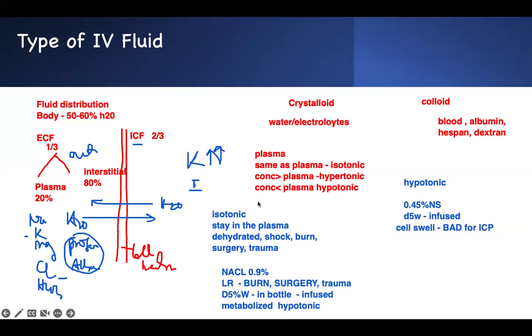Okay. The next one is hypertonic fluid. So they are hypertonic. That means what? Their concentration is higher than that of plasma, right? Greater than plasma. So what they're going to do, they're going to pull fluid from the cell. So it makes the cell dehydrated. Basically, it pulls fluid from the cell. So this is very good for ICP. When your brain is swelling, we use this to pull fluid out of your brain. So it can pull fluid into the extracellular fluid.